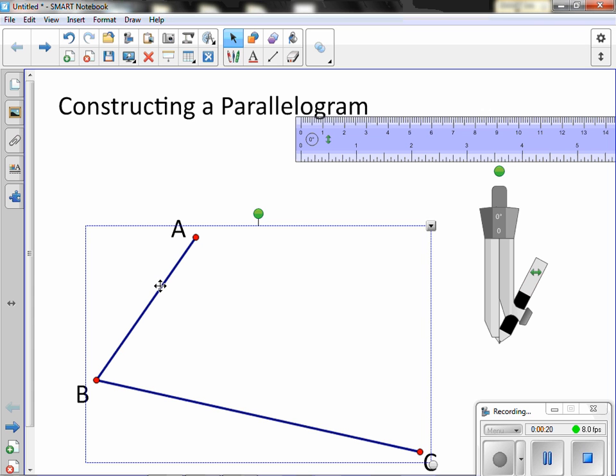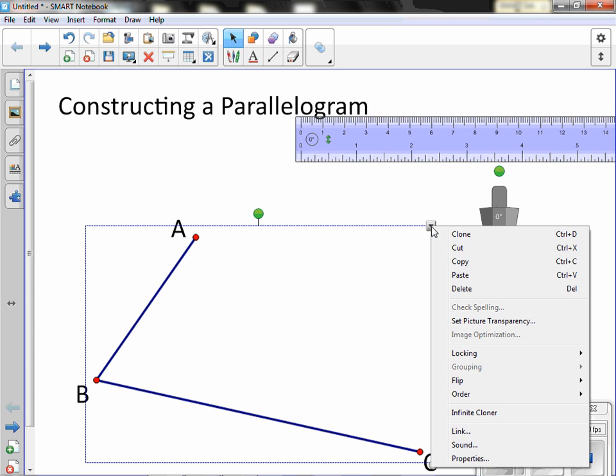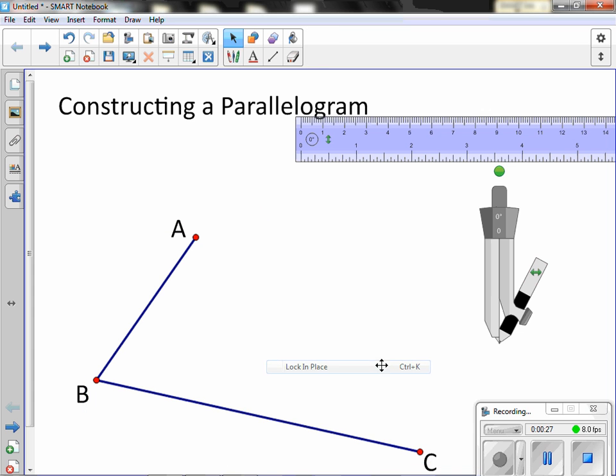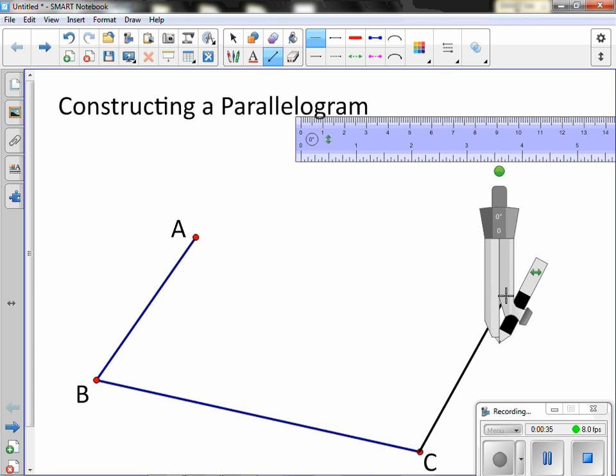I'm going to use side AB as a side, and I'm going to use side BC as a side in my parallelogram. So I can visualize what's going to occur. When I'm done, I want to have a segment out here that's perfectly parallel to AB, and I want to have a segment up here that's perfectly parallel to BC. Now, I need to make sure that they are accurate, though.